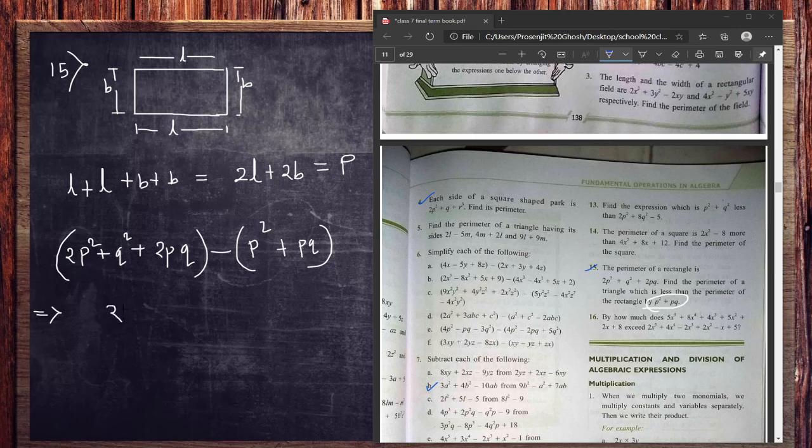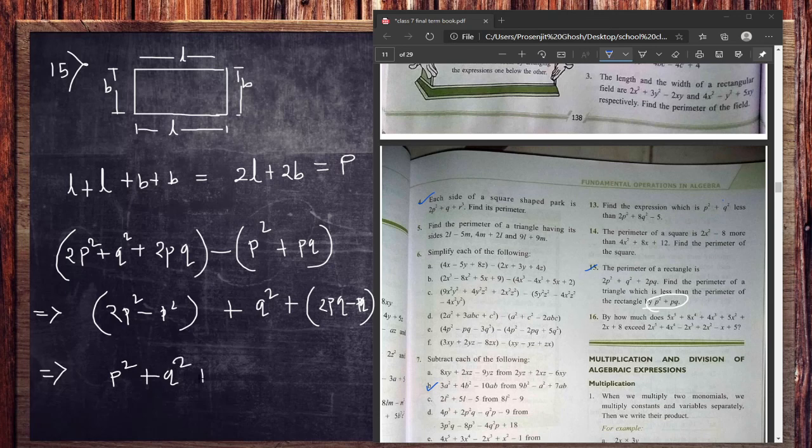So first of all, grouping 2p square minus p square. As you can see, minus multiplied with plus, so it will be again minus. Again, q square, that is totally alone, no issue with that, plus 2pq minus pq. So we got the whole arrangement over here. Right now, 2p square minus p square will give you p square, plus q square is there also. Okay. Now 2pq minus pq, so it will be pq. That is your answer.